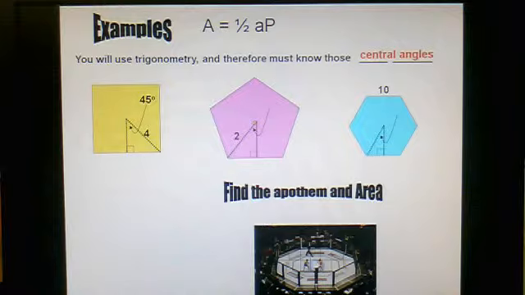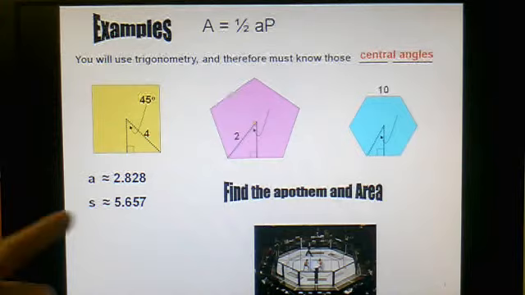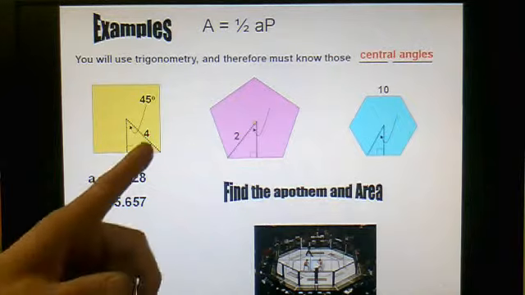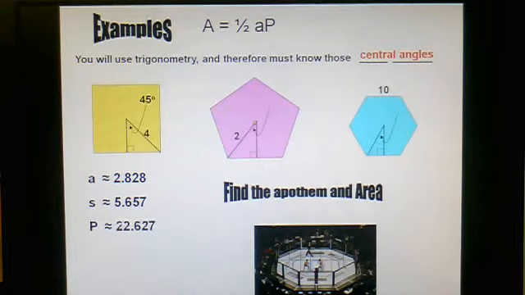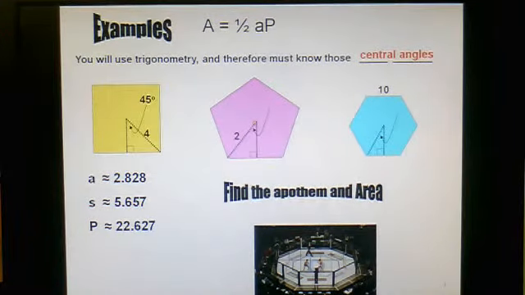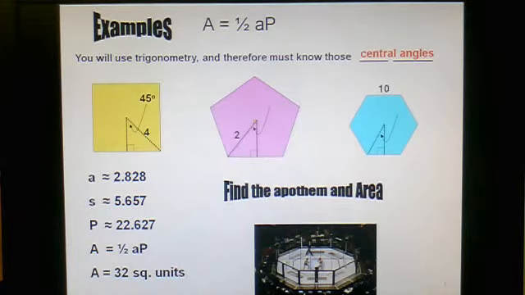So I'm going to post this on a separate site, or a separate part. Work on these three. See if you can get a couple areas on here. I'll give you some information. I believe the apothem should be 2.82 for the first one. The side length, I'm using that for S, should be around 5.657, which is this whole thing doubled. The perimeter of this should be 22.627, which is 4 side lengths. And I believe the area should be 1/2 the apothem times the perimeter, or around 32 square units. So like I said, I'm going to pause this. Good luck. We'll give you the next part in a few minutes.